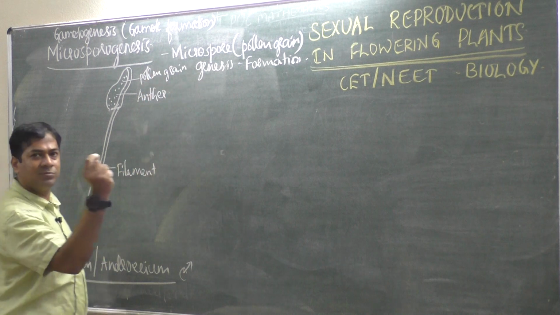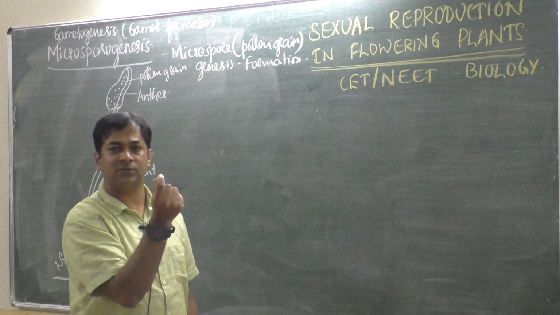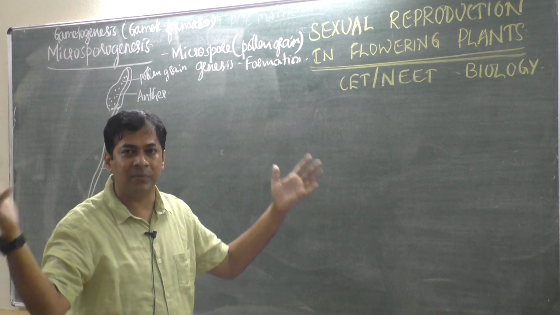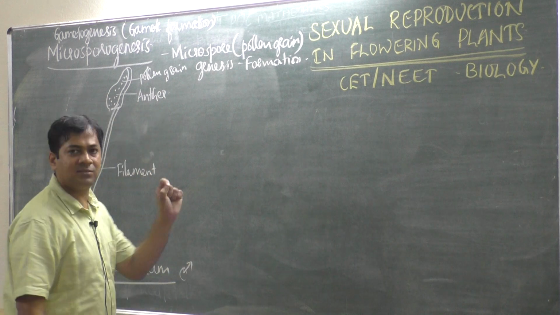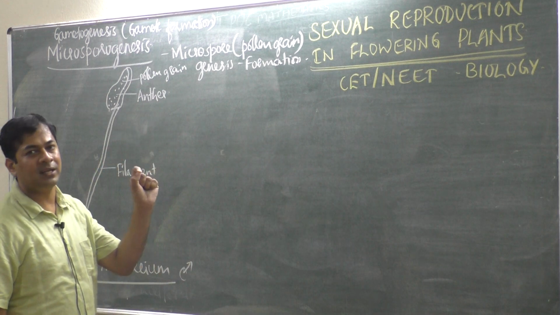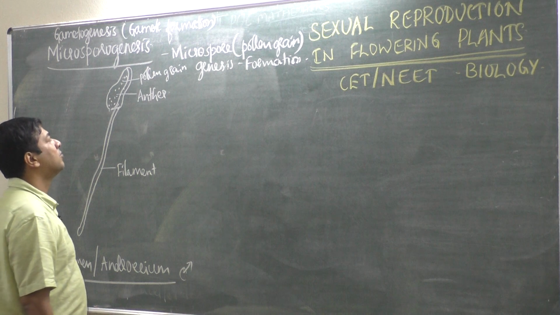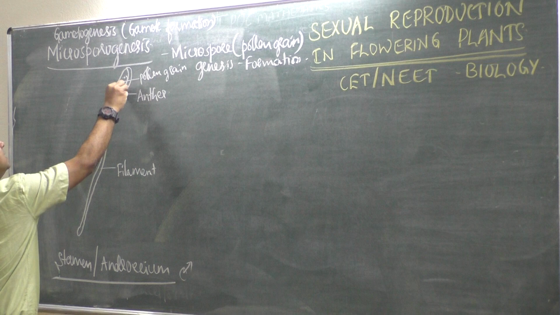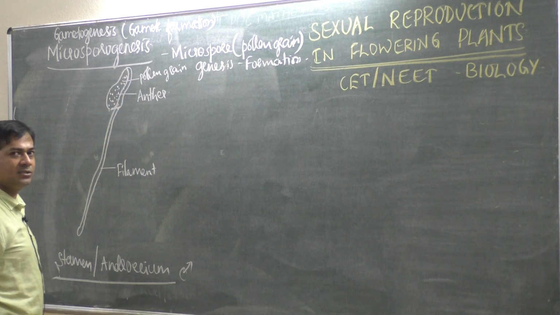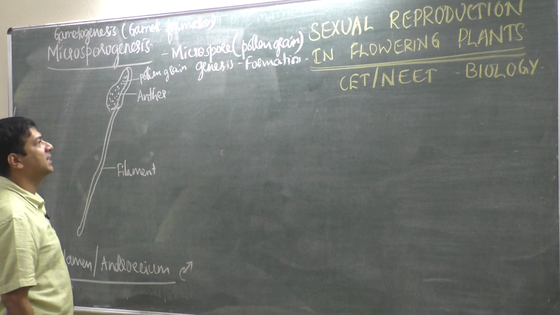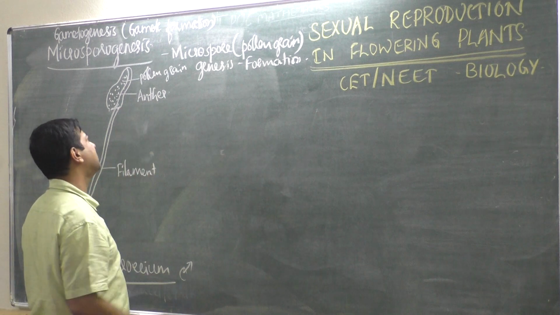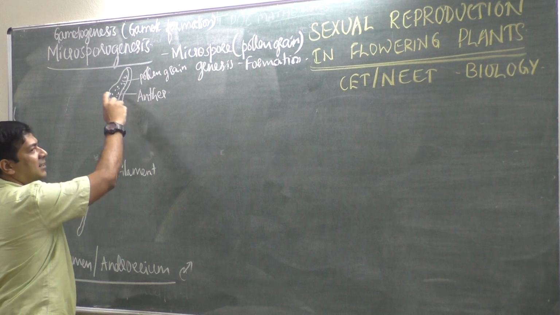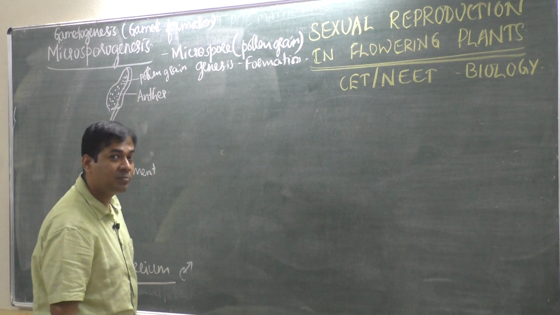Pollen grain is very small in size. That is why it is called a microspore. Micro means small, and macro or mega means big. So the process of formation of these pollen grains inside the anther is called microsporogenesis. Genesis means formation or synthesis. Now, how are these pollen grains produced inside the anther?